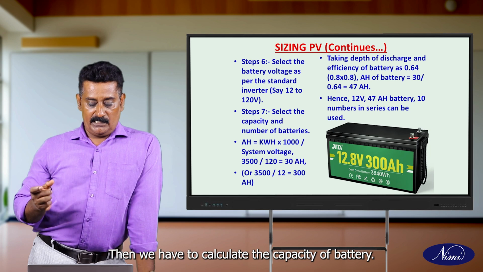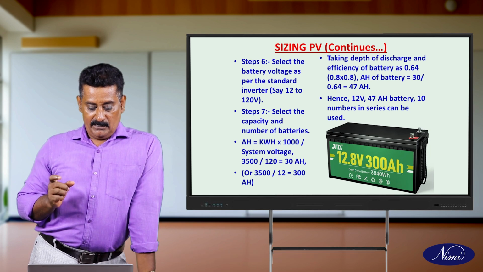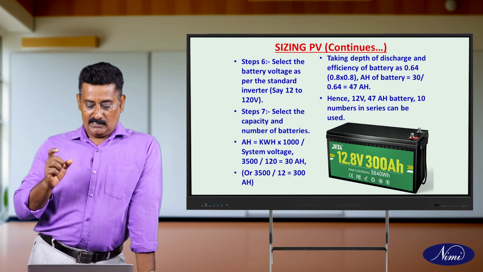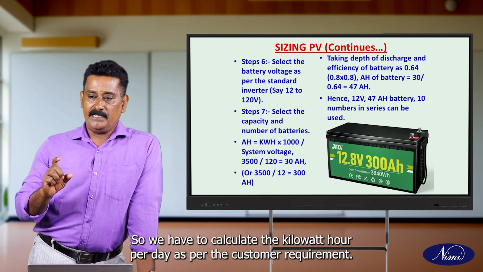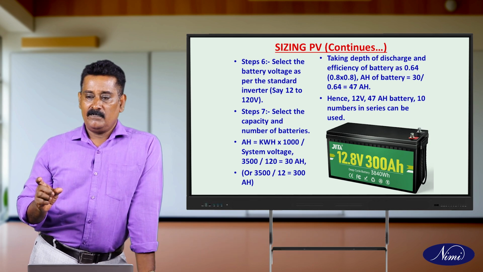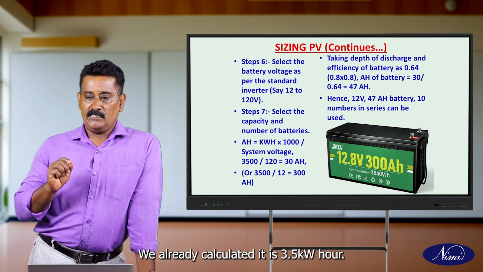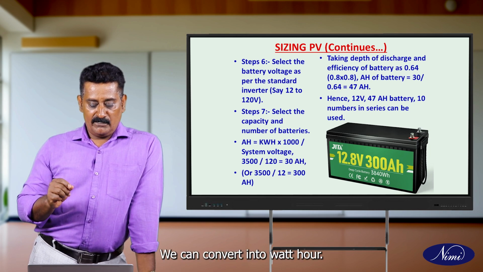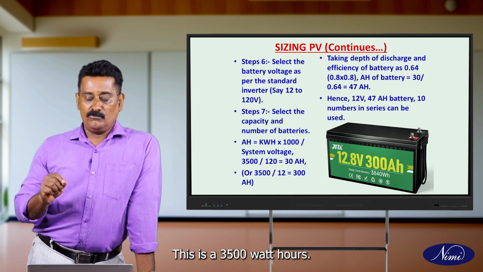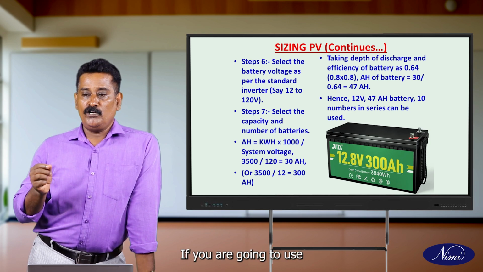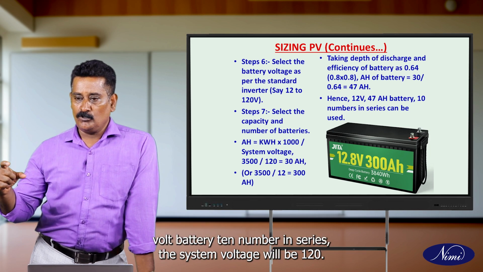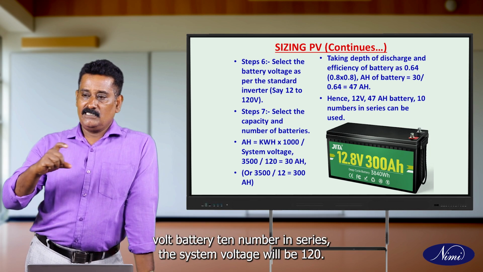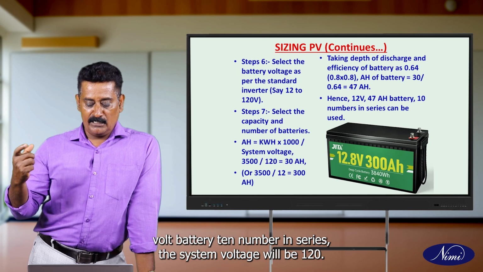Then we have to calculate the capacity of battery. So, we are going to select the battery. We have to calculate the kilowatt hour per day as per the customer requirement. We already calculated, it is 3.5 kilowatt hour. We can convert into watt hour. This is 3500 watt hours. If you are going to use a 120 volt system, that means if you connect 12 volt batteries, 10 number in series, the system voltage will be 120.